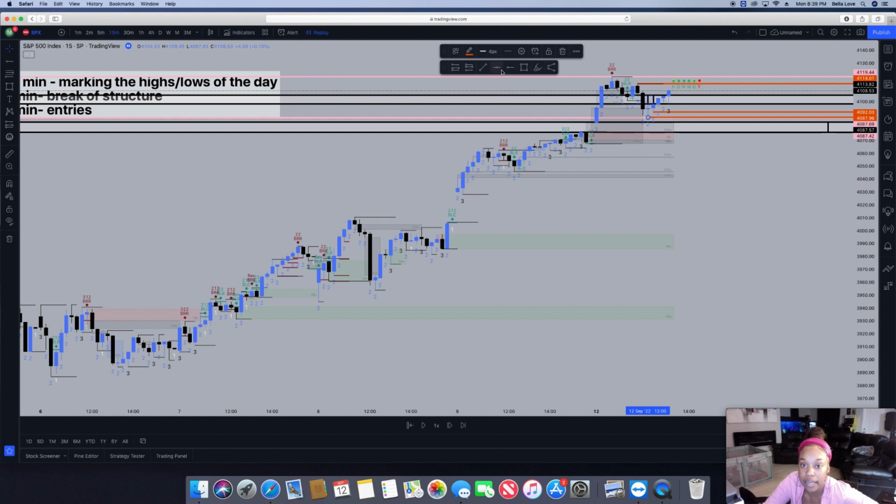And then I have my target set somewhere down there. I didn't really necessarily have it too far because it's just a scalp and I want to see how far it can go.